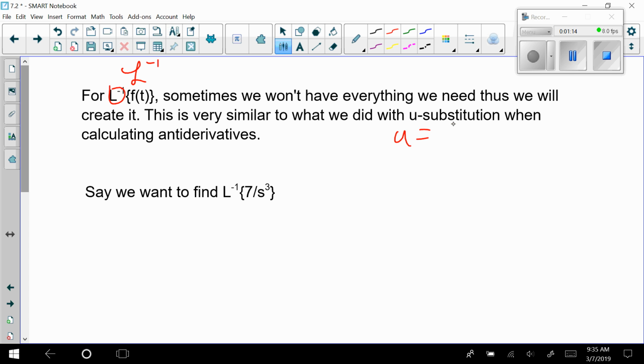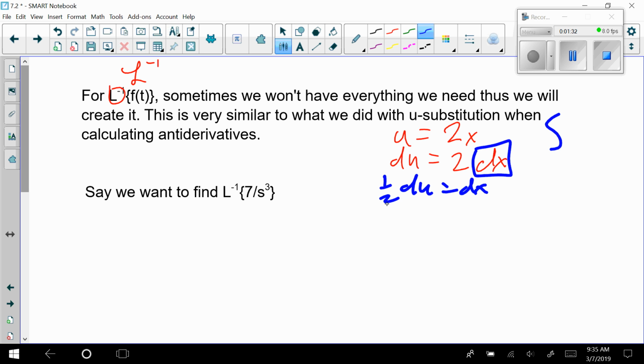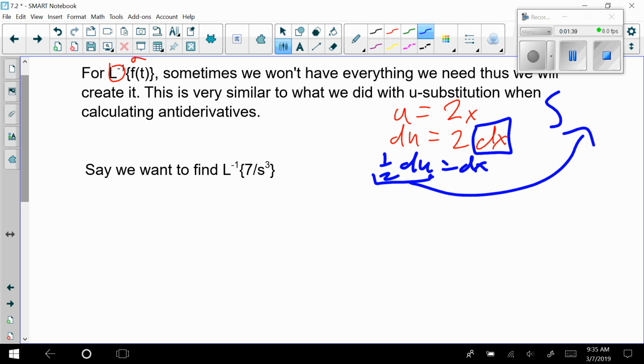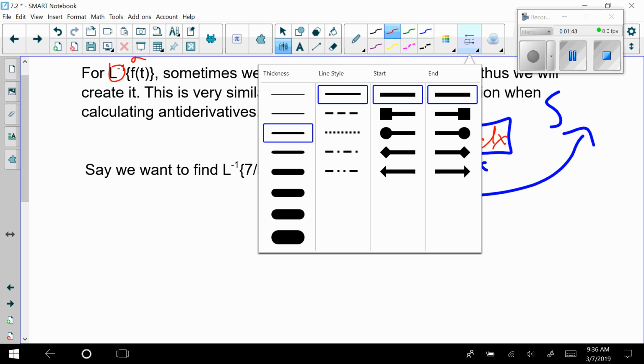If you had 2x, u equals 2x, then when you did du, you got 2 dx. And then, if you had a regular old dx inside your integral, when you put du in, you put 1/2 du equals dx. And then you could plug it in. We've done that stuff before. So that's what I mean by we'll have to fill in some missing gaps.